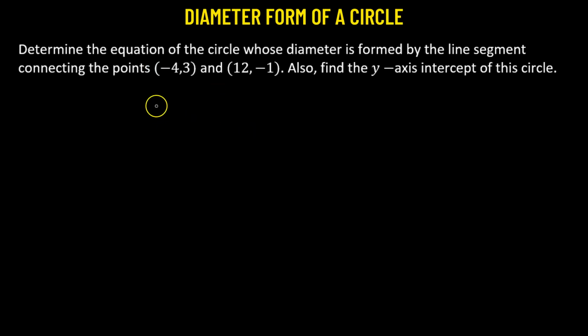So here in this problem, we need to determine the equation of the circle whose diameter is formed by the line segment connecting the points with coordinates (-4, 3) and (12, -1). We will also need to obtain the y-intercept of this circle. To solve this problem, we will be using the diameter form of a circle.